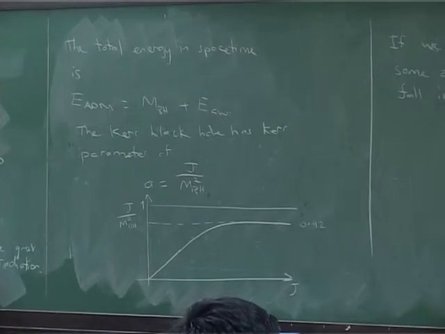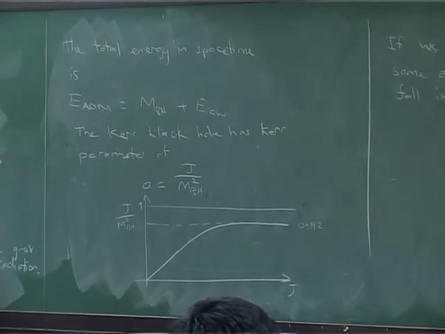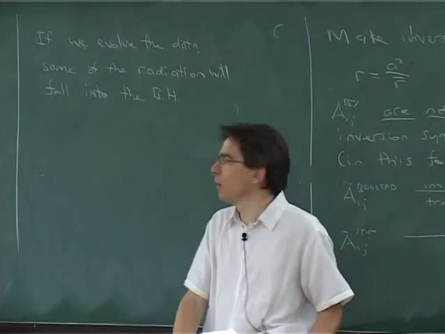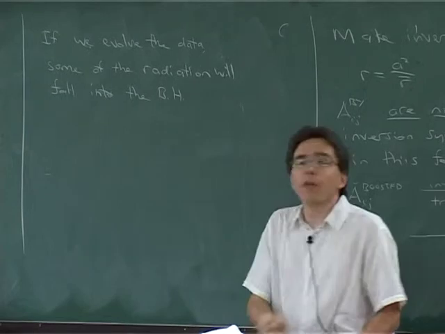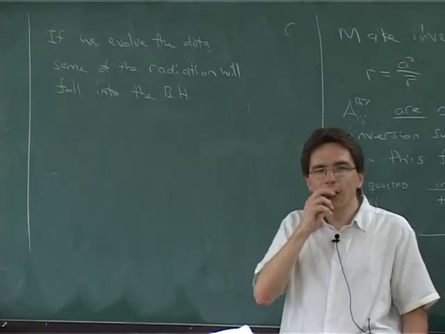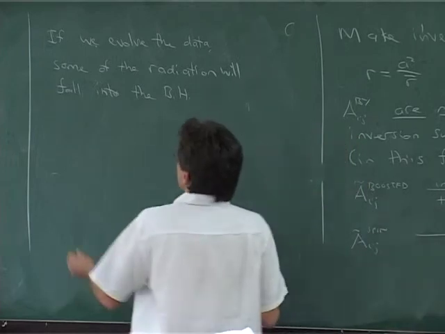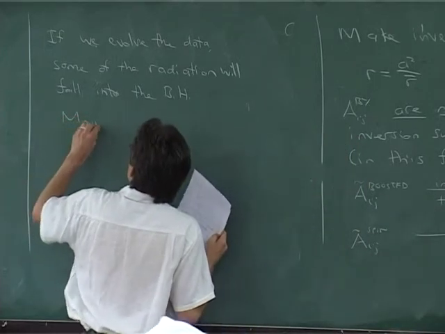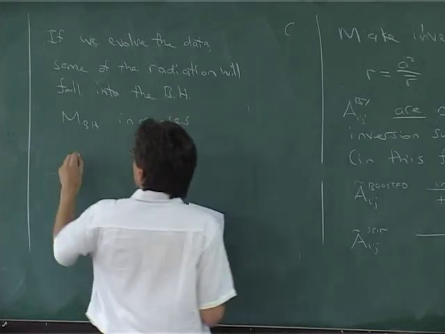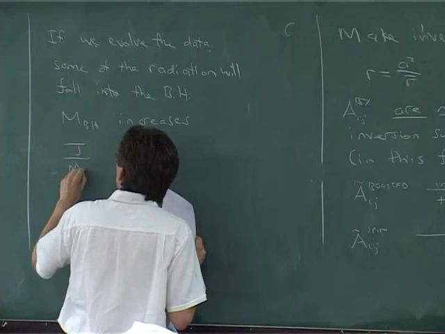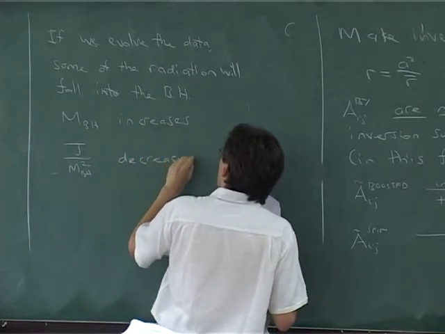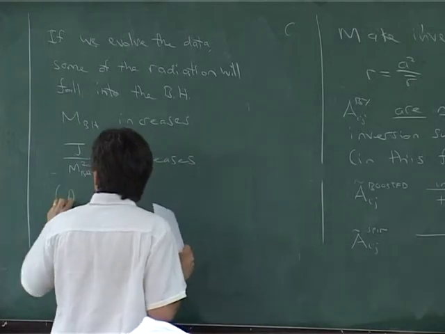And if we evolve it, probably most of it is going to leave, but you don't know. Until you evolve the system, you do not know what's going to happen to all the radiation. It would be great if it all just left, but some of it will fall in. As the radiation falls in, the mass of the black hole will increase. If the mass of the black hole increases, J over M_BH squared changes, and this is an axisymmetric space-time.